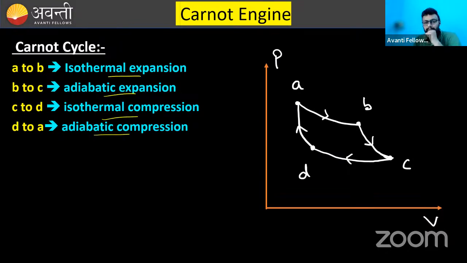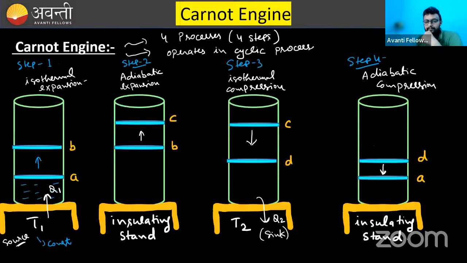This is the Carnot cycle. Now, one thing: during the complete process A to B, temperature is maintained at T1. During the complete process C to D, temperature is maintained at T2, where T1 is the temperature of the source and T2 is the temperature of the sink. I think it is clear.